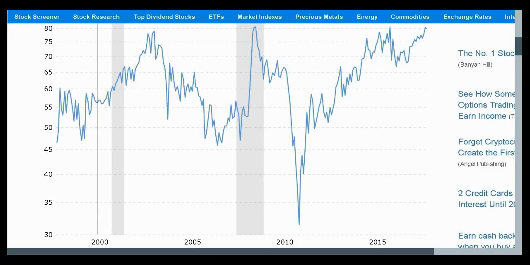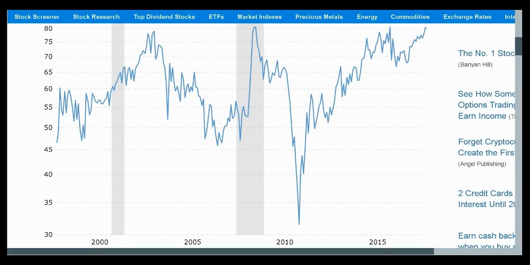The website I'm using right now is macrotrends.net. This is a chart from them, and I wanted to give them credit. This chart shows all the way back from the late 1990s through now, and this is the gold to silver ratio.